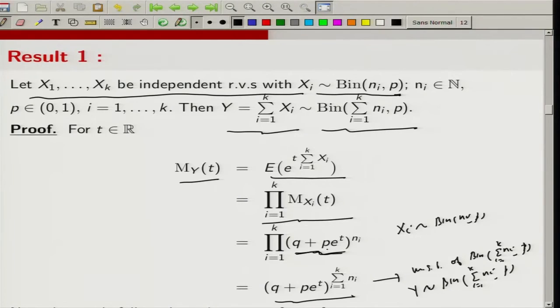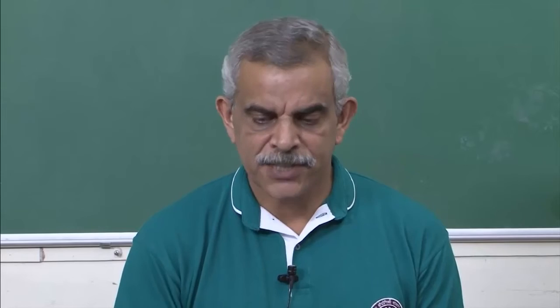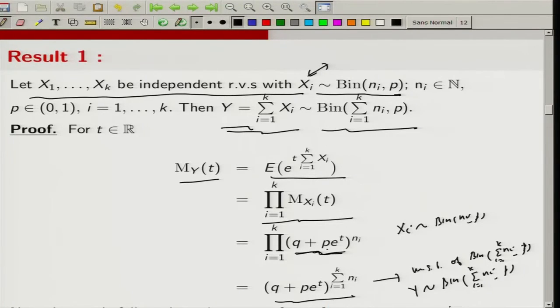Now this intuitively also looks okay, because what I am saying is X1, X2, ..., Xk. So suppose there is a random experiment which results in two possible outcomes, success or failure. Let us say person number 1 performs the random experiment n1 times, and he gets X1 successes. Then there is a second person who performs the random experiment independently n2 times. The probability of success is the same. Then there is a kth person, he independently performs the random experiment, and the probability of success again is the same, p, for them. Then Y is summation i is equal to 1 to k of Xi, which is nothing but the number of successes obtained by all the persons together, k persons together.